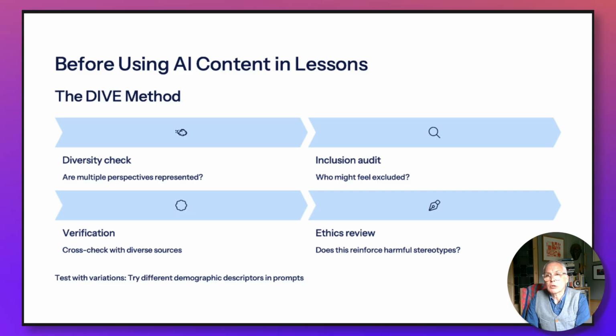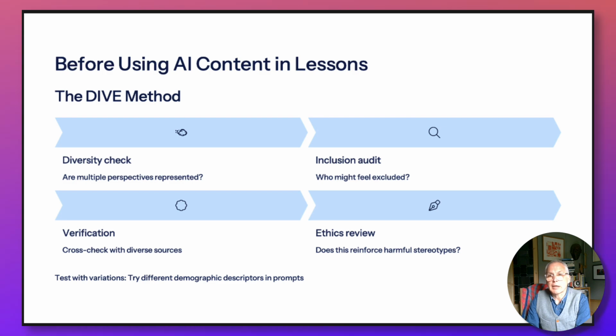I want to give you a practical framework, the DIVE method. Before using any AI generated content with students, dive in with these 4 checks. First, diversity. Scan the content for representation across different groups. Second, inclusion. Put yourself in different students' shoes. Might anyone feel left out or misrepresented?